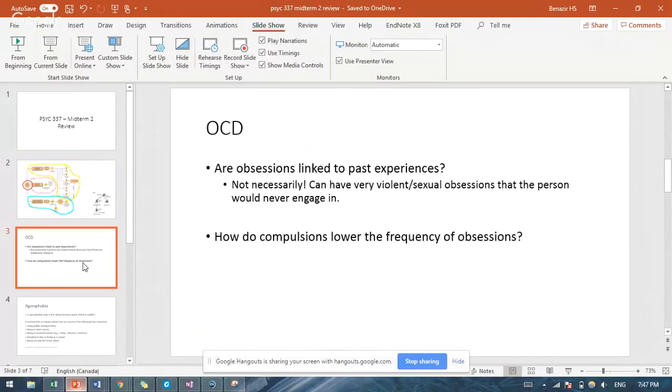So this kind of brings us to one of the next questions that I received, which is how do compulsions lower the frequency of obsessions? And this was mentioned very briefly in the textbook. It was not discussing the mechanisms of it in any way. But in context, I think what this was trying to say is that these obsessions bring about this really negative affect, and the compulsions can help reduce that affect. So then perhaps the obsessions would occur less often.